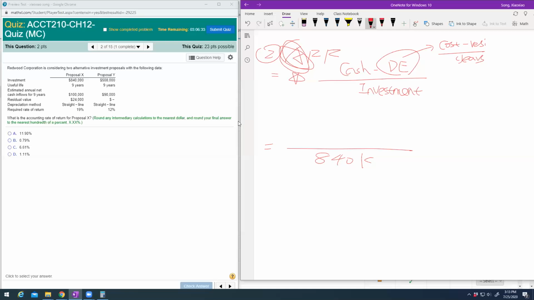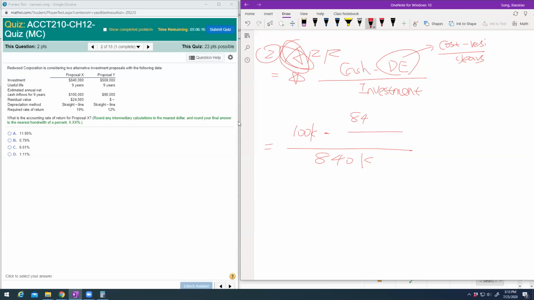Annual net flow is this residual. We don't require the rate of return, and we don't even think of time value of money, so don't worry about that one. But we need to adjust our cash of 100,000 for the depreciation expense. How do we get depreciation expense?